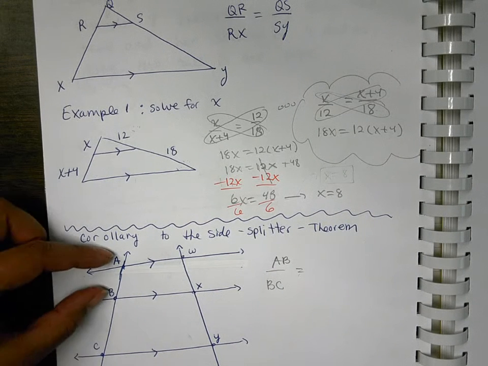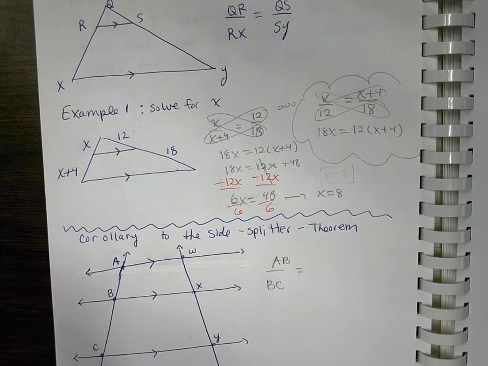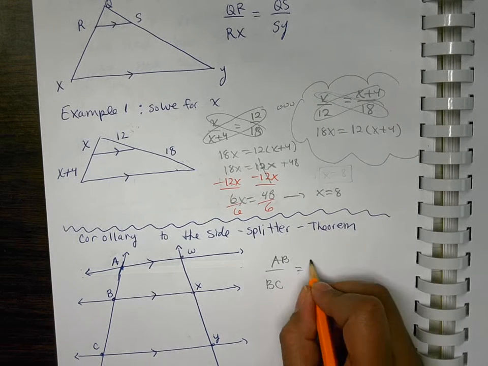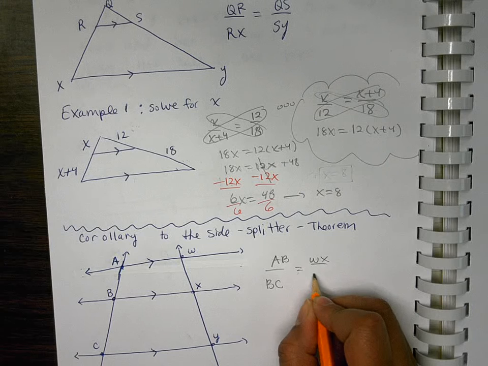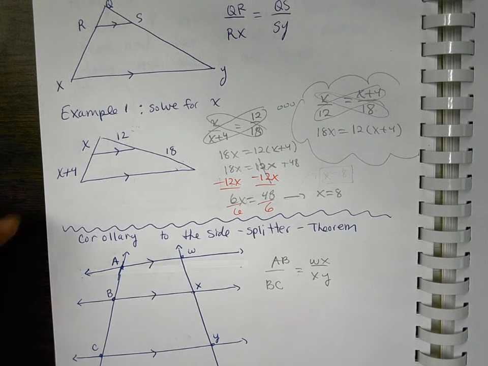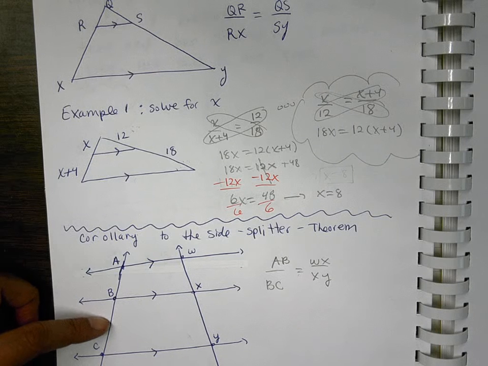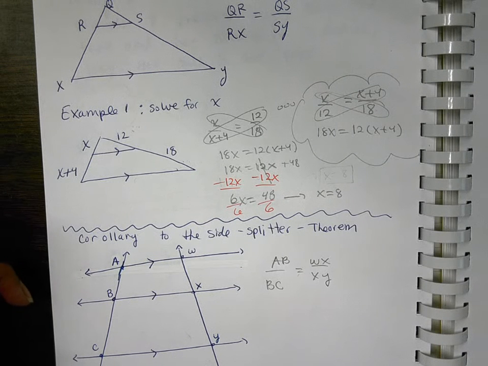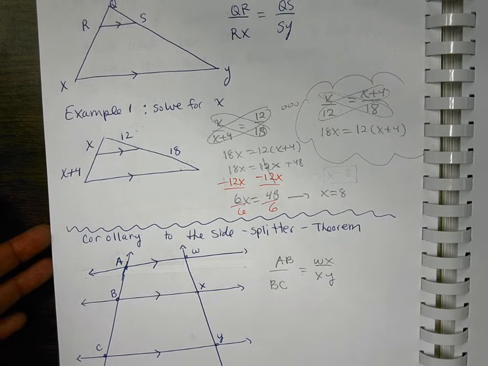I gave you AB over BC equals, and now go to the right side. What would it be? WX over XY. Good job. Make sense? Very similar, except the picture just looks different. Got it? Questions before we move on to the example that matches this? Okay. Example 2.